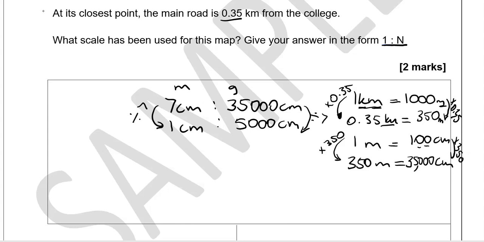And as we said before, when we've got the same unit used in the scale, we just write the numbers down. We don't need to include the units. So this would be 1 to 5,000. And that's the form we're after looking at the question.